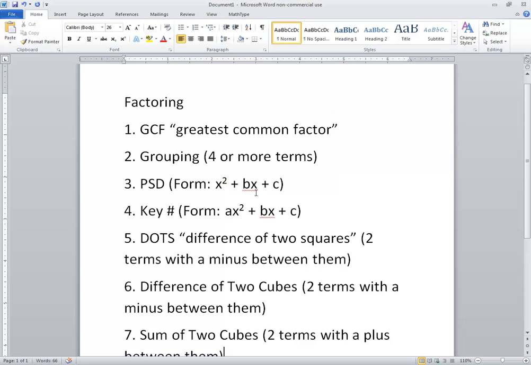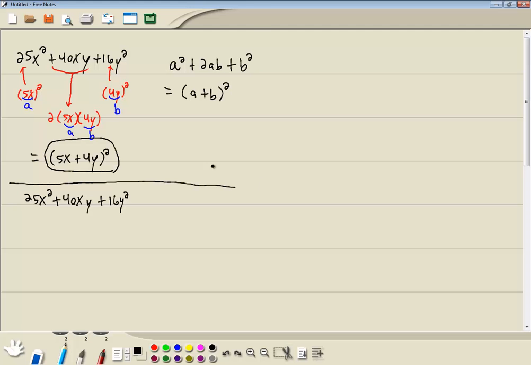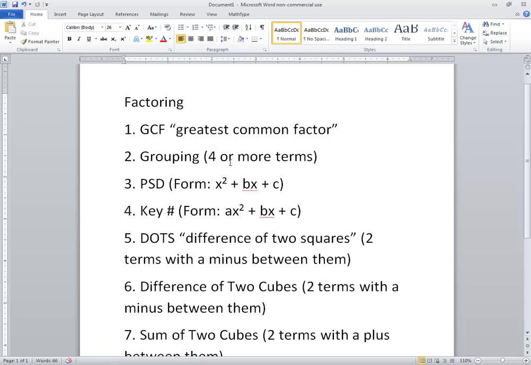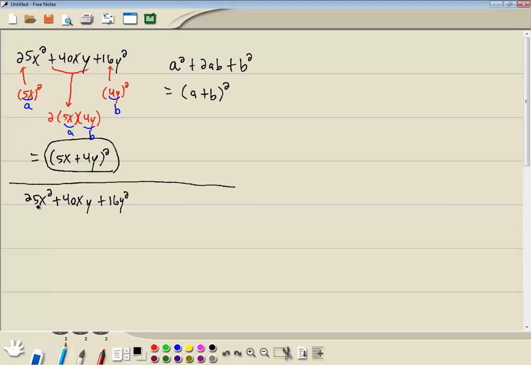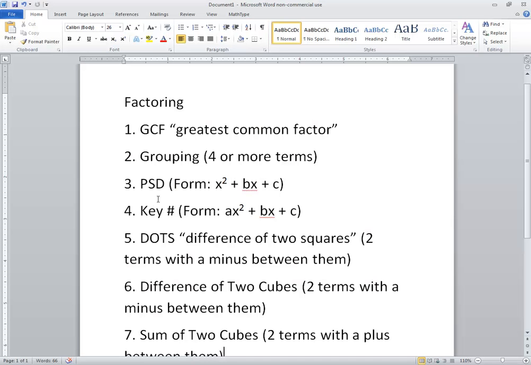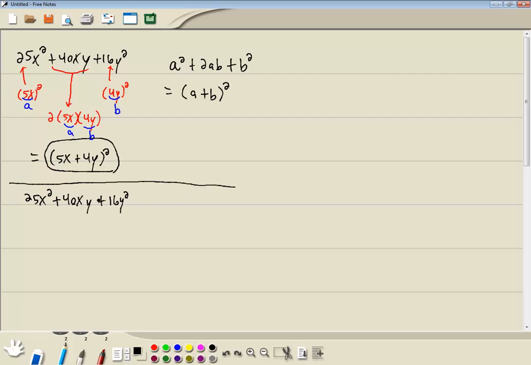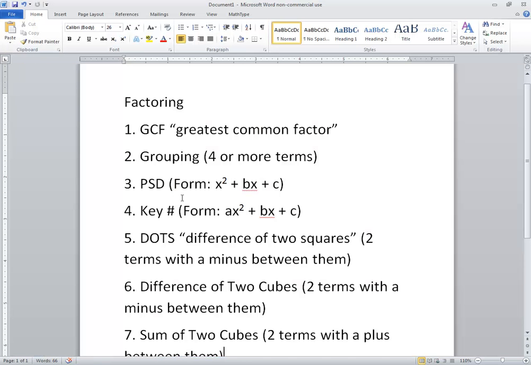Okay, we start going down through our methods. GCF, they don't have anything in common. Grouping is 4 or more terms. Well, this is 3 terms. That doesn't fit. PST is close, except you can't have anything in front of your x squared. Now you're saying, well, there's an x squared, but there's also y's. Well, remember our pattern is x squared, x, no x. You can have additional variables.